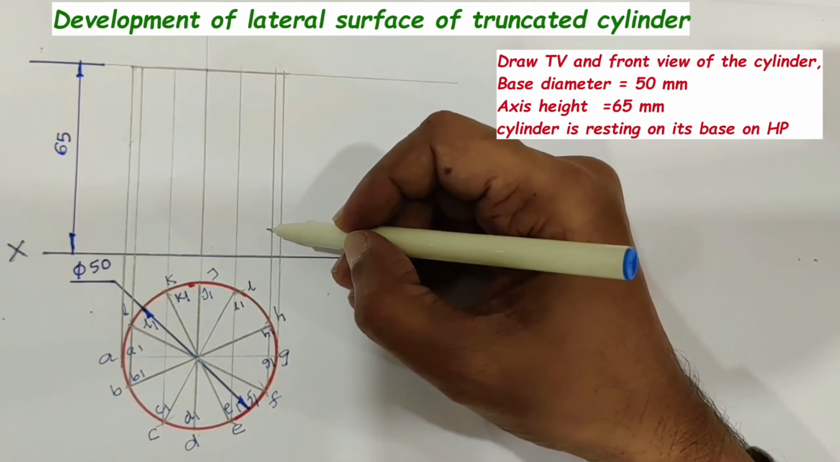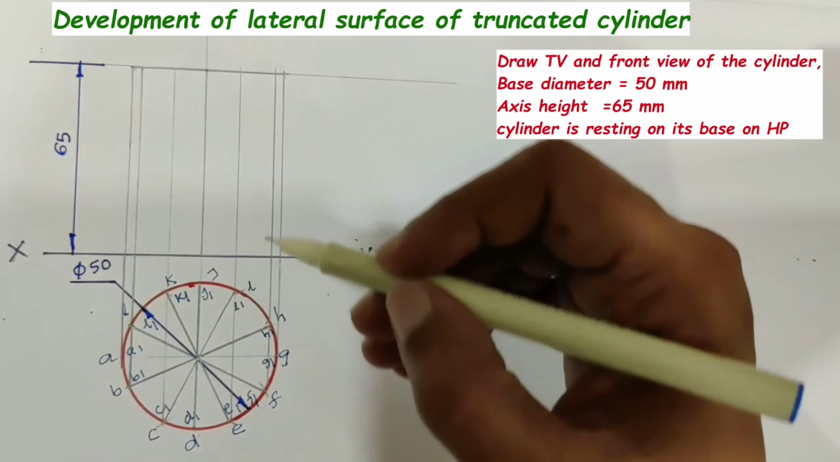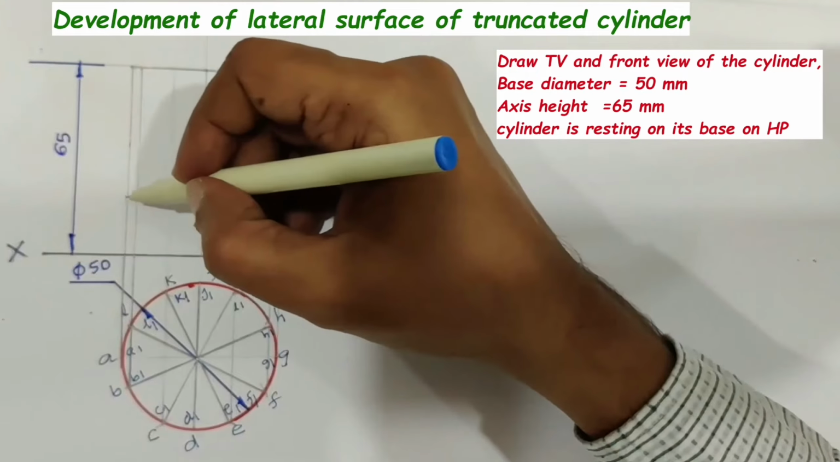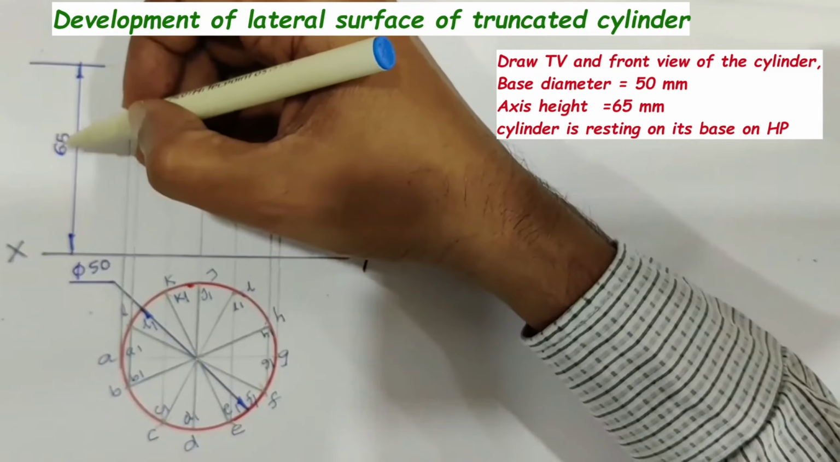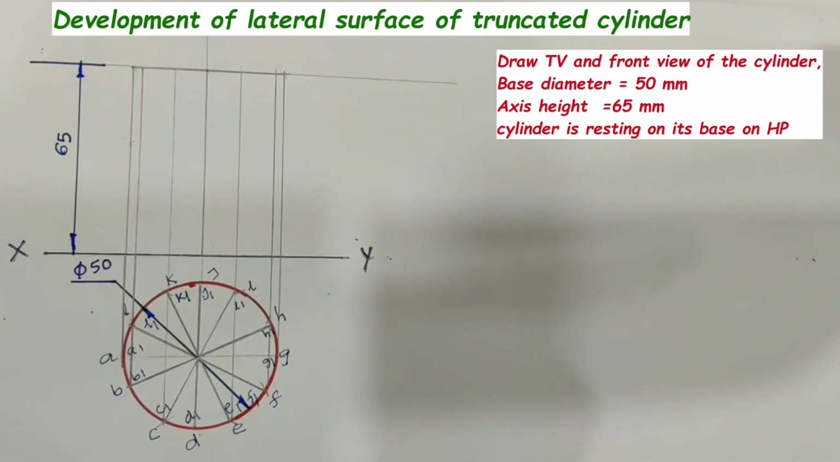This is the front view of the cylinder, and each generator's height is equal to 65 mm, which is equal to the axis height of the cylinder. Now, name the bottom base of the cylinder as well as the top base of the cylinder in front view. For the bottom base, say A dash, B dash, C dash, etc. And for the top base, A1 dash, B1 dash, C1 dash, etc.